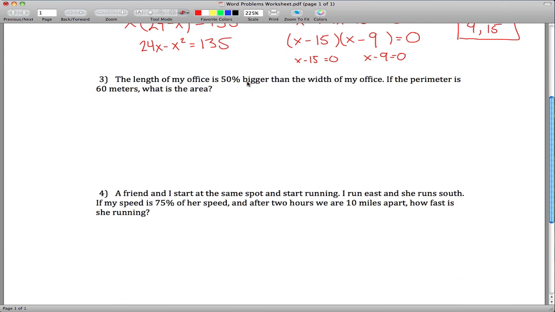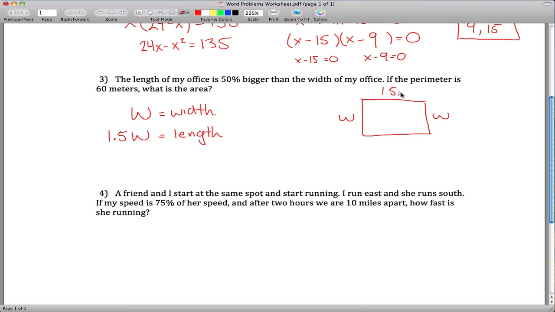All right, number 3, the length of my office is 50% bigger than the width of my office. So maybe we'll let W be width. So W equals width. And since the length is 50% bigger than the width, we can say 1.5 times W is equal to the length. And what's nice here is we only have one variable, and we know that the perimeter of the office is 60 meters. So maybe it's worth drawing a little picture of the office. Let's see, this is the width over here, and the length is 1.5 times the width. And we know that the perimeter, all the way around here, has got to be 60 meters.